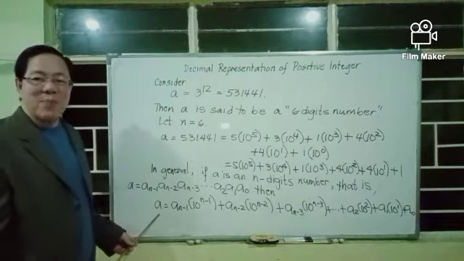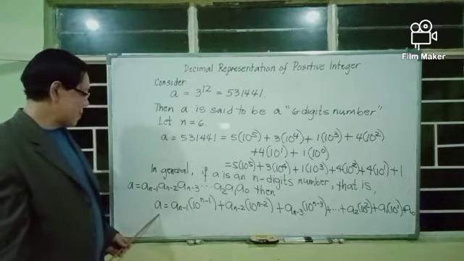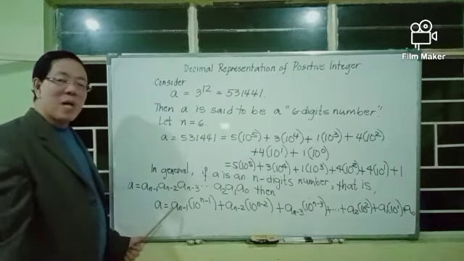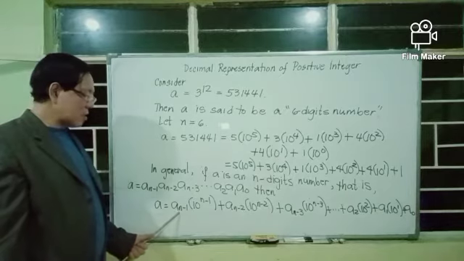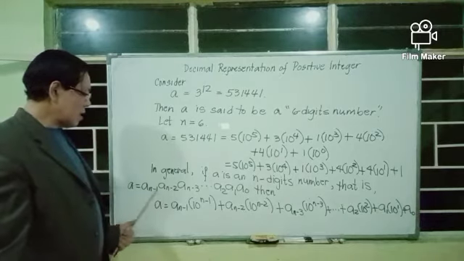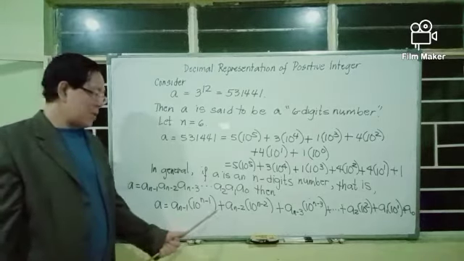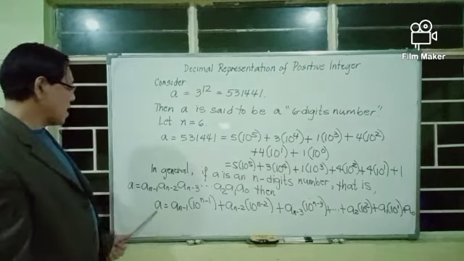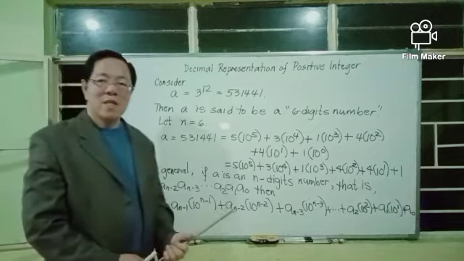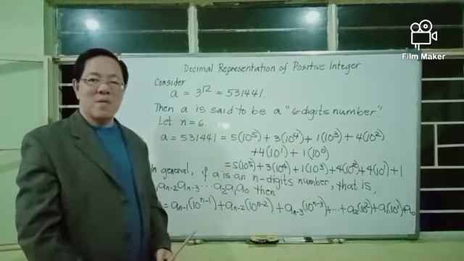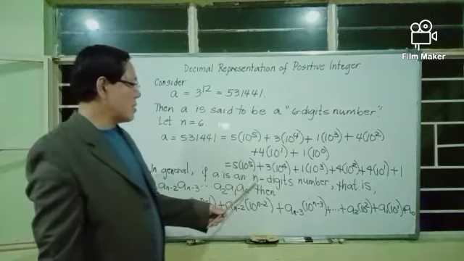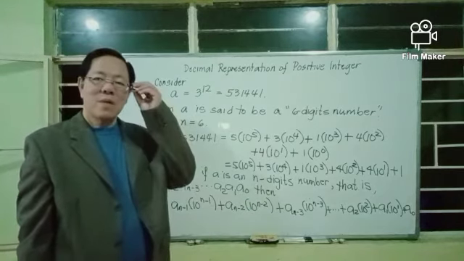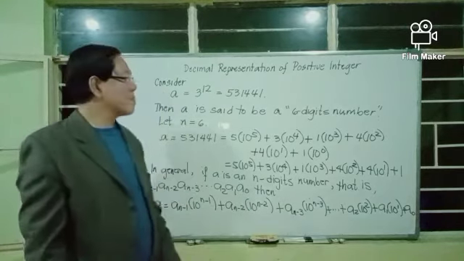So we have written the positive integer a as a sum of the products of its digits, the digits in its decimal representation, and the powers of 10. Where a here is a positive integer with n digits. A is an n-digit real number.